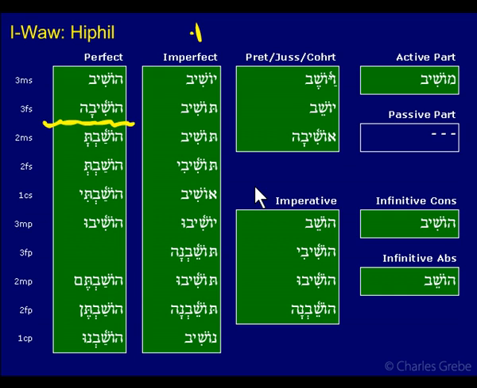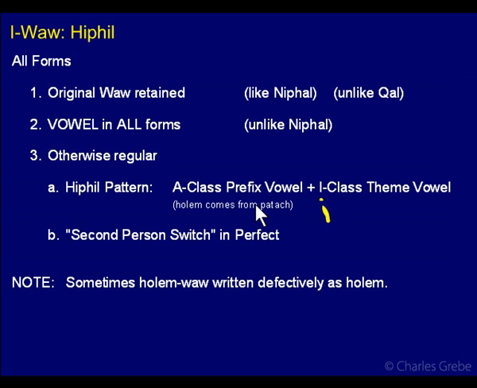So it's a little bit more difficult to recognize perhaps because of the big Holam Vav. But at least you see the Holam Vav, you know you've got a first Vav. Sometimes the Holam Vav can be written defectively as just a Holam. So instead of a Holam Vav, you'll just have Holam. So be aware of that.